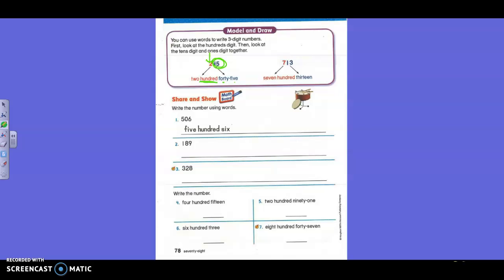However, sometimes when it's a teen number, teen numbers do not need hyphens. Okay? 11, 12, 13, 14, 15, 16, 17, 18, and 19 do not need hyphens. And 20 doesn't need a hyphen either. And none of the tens. 30 doesn't need a hyphen. 40 doesn't need a hyphen. Okay? So they say 713. So you wrote the word 7, wrote the word 100, and then found the word 13.